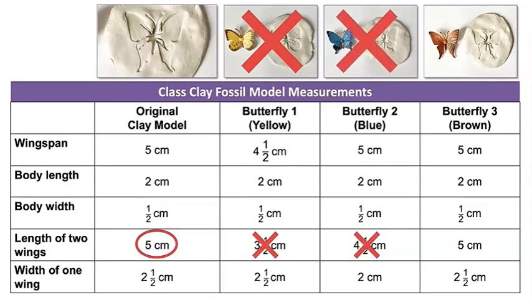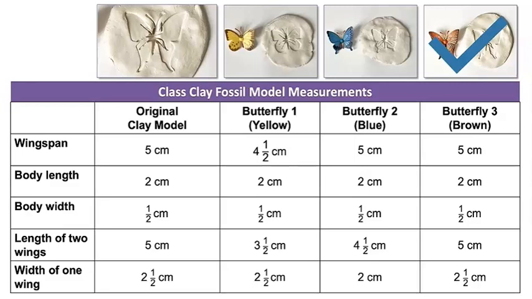Let's check butterfly 3. The length of 2 wings for butterfly 3 is the same as the fossil model, and it also matches the fossil model for the width of 1 wing. So butterfly 3, the brown butterfly, is looking pretty likely as the butterfly I used to make this impression. I'm almost ready to make a claim that the brown butterfly is the butterfly that I used to make the original clay model. But I need more evidence.